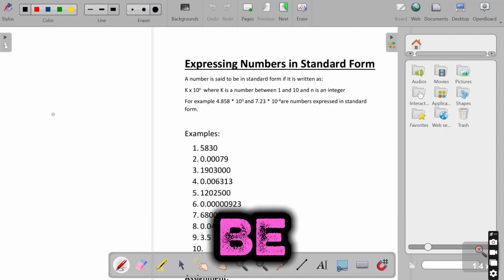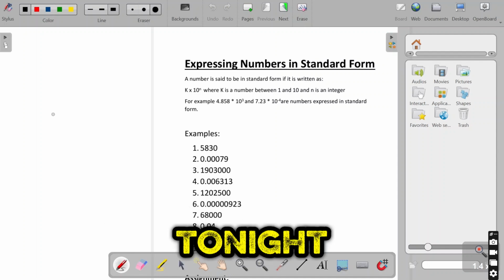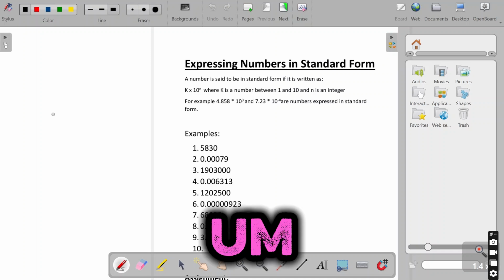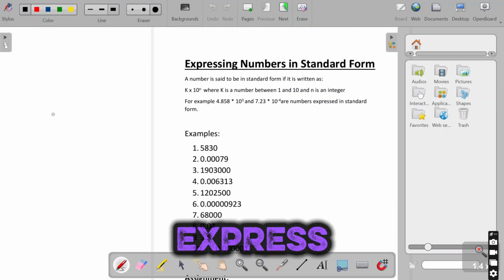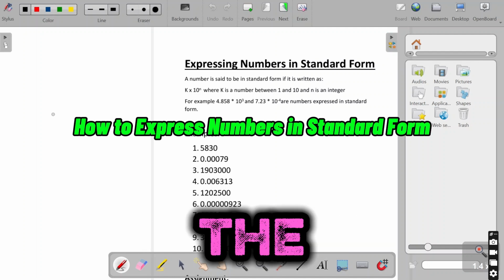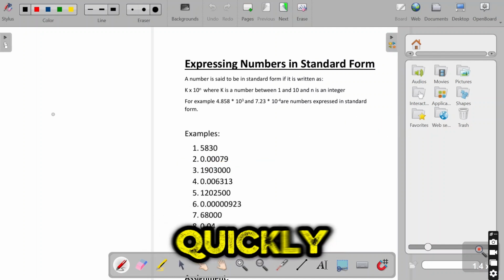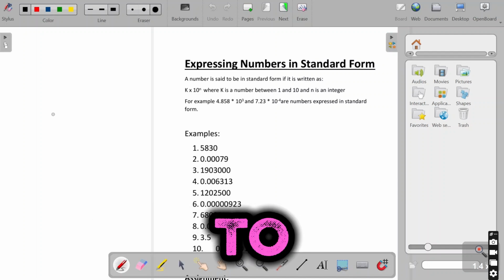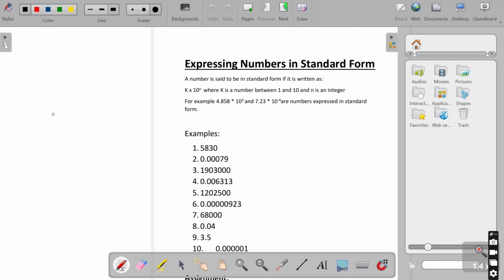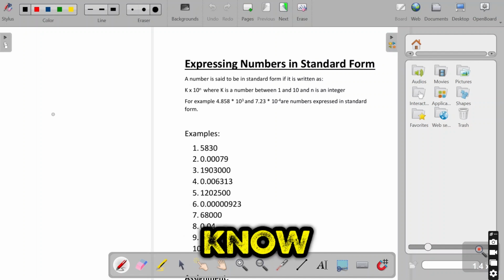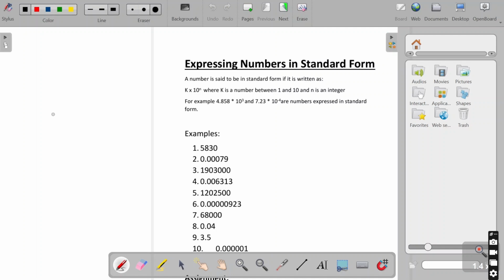So basically, we'll be treating standard form. Today we'll be looking at how to express numbers in standard form. The takeaway from today's class is to guide you on how to quickly express numbers in standard form when you are confronted with numbers such as this, and quickly provide answers so that you don't waste too much time. So what do we mean by standard form?